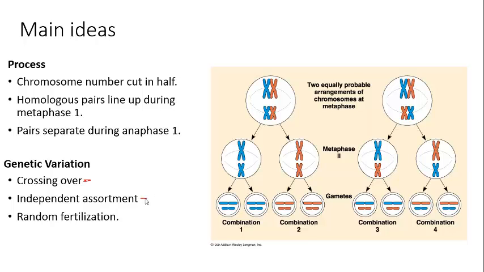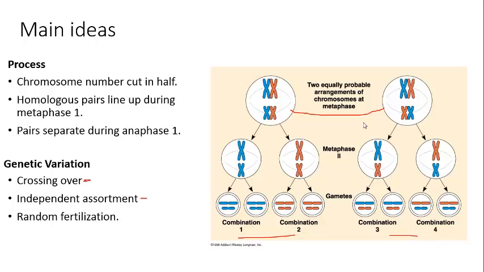Number 2 is independent assortment. Independent assortment of chromosomes takes place during metaphase 1, when the homologous pairs line up in the center of the cell. When the homologous pairs line up in the center of the cell, nothing decides what side each homologous pair goes on. They could arrange themselves any way they want, and you can see this in this picture right here. The way that they arrange themselves during metaphase 1 is going to determine the combination of chromosomes, or the combination of alleles, that ends up present in the gametes.